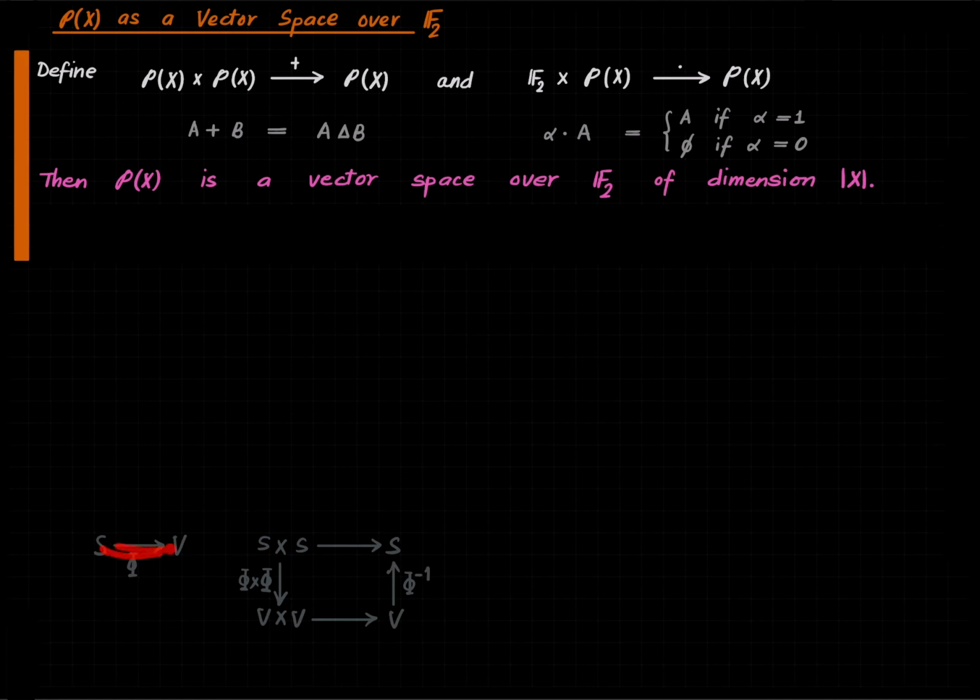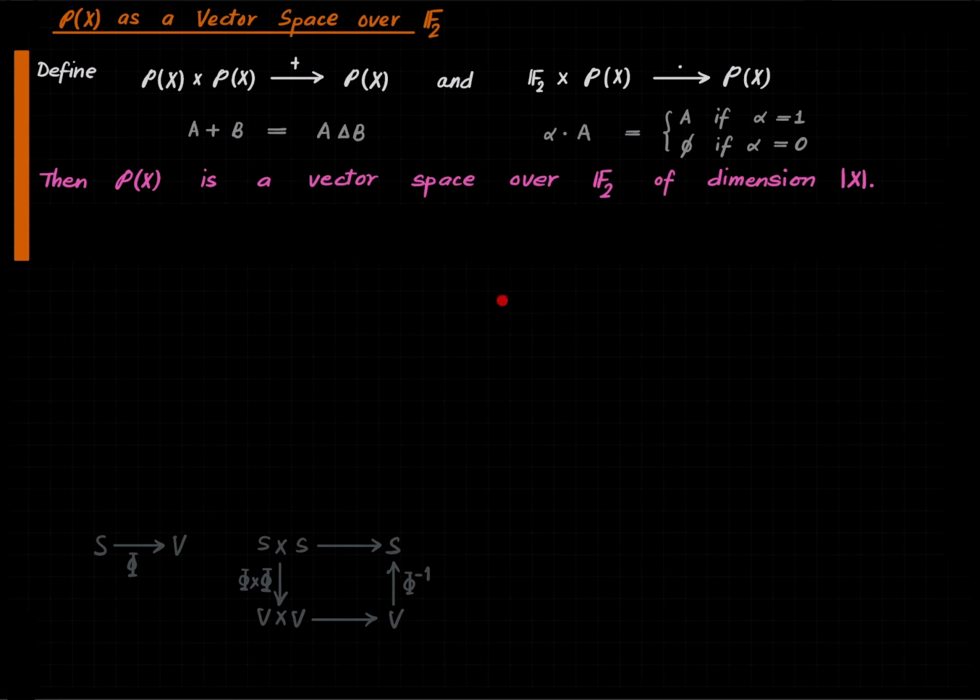But because of this bijection, you first move to the space where you can add, then you add, and then you come back to this. So this is how you can define addition here. And similarly, you can play the same game for scaling and make this into a vector space. All of this is very, very general.